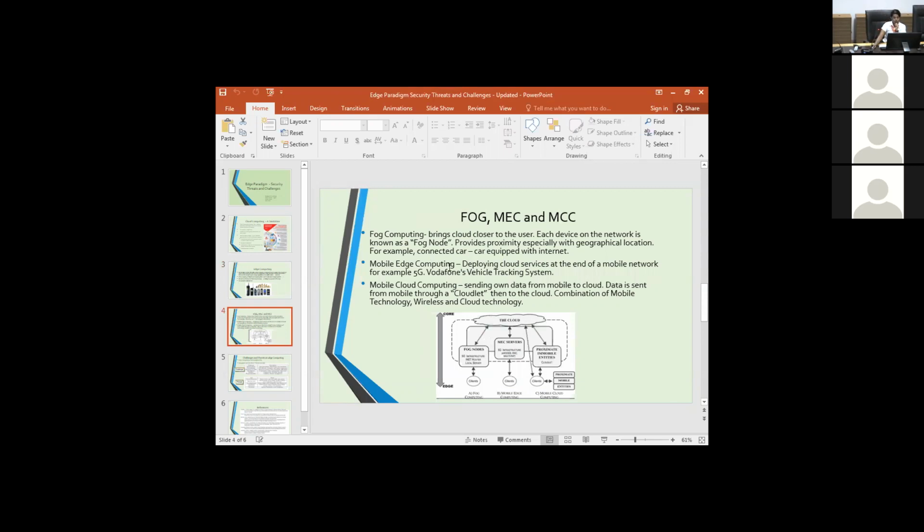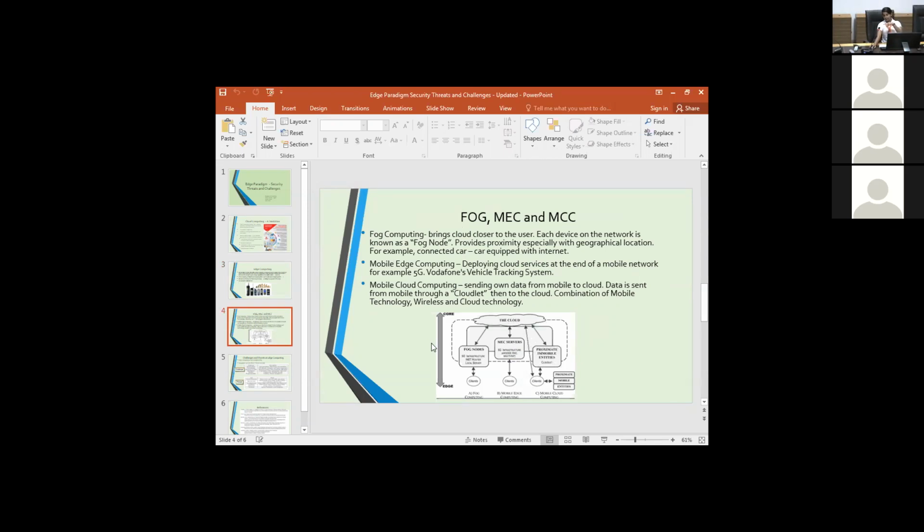With mobile edge computing, the cloud services are deployed with the help of a mobile network, for example, 5G. In the case of 3G, we have Vodafone's vehicle tracking system. They are communicating with their network centers and with the satellites through cloud. With mobile cloud computing, you are sending data from your mobile to cloud through the wireless, and that uses the cloudlets. These cloudlets are small, I would say, servers that allow you to communicate with the cloud, right?